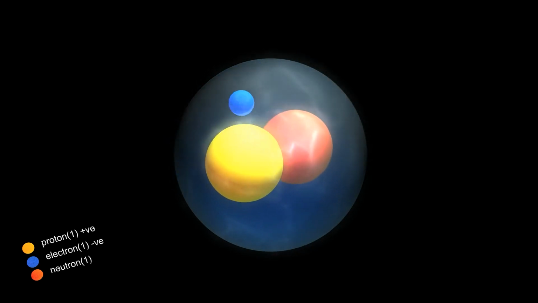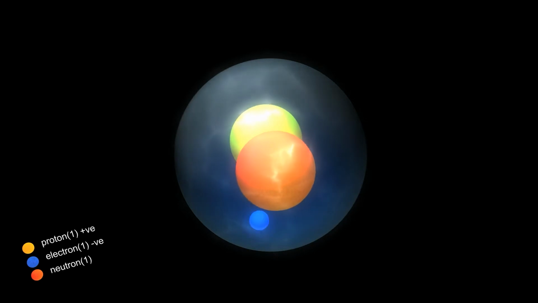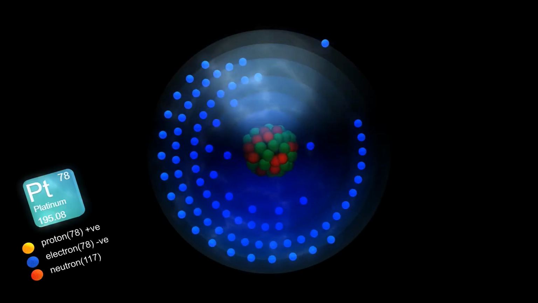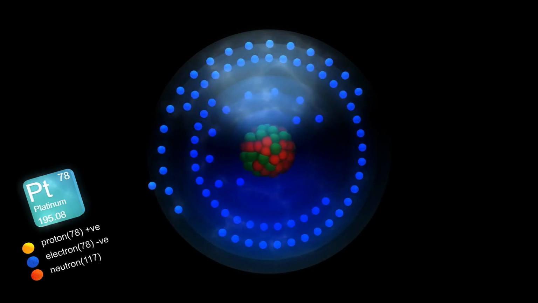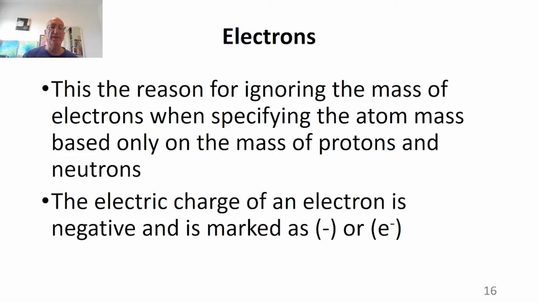This is the reason for ignoring the mass of electrons when specifying the atom mass based only on the mass of protons and neutrons. The electric charge of an electron is negative and is marked as a minus or E minus.